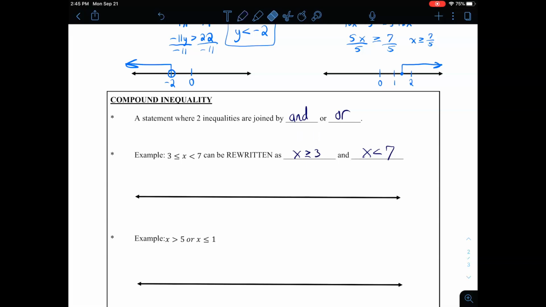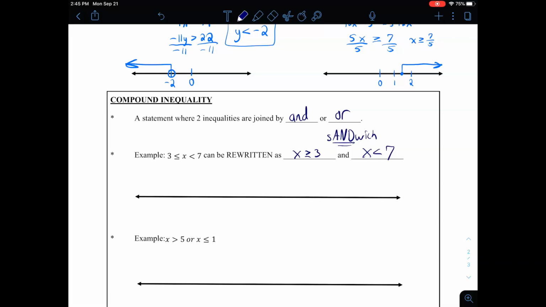What I want you to write above the "and" is the word AND in capital letters, like this. "And" is a sandwich. We're going to sandwich the numbers between them. All right, let's graph this.